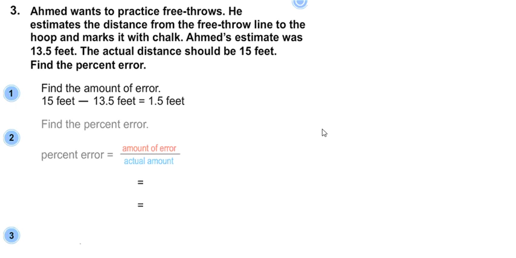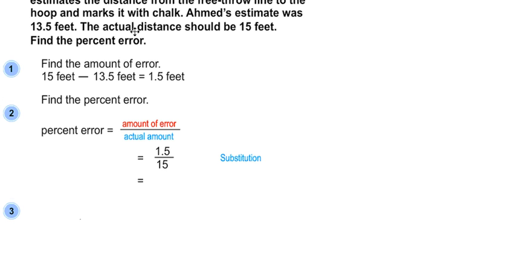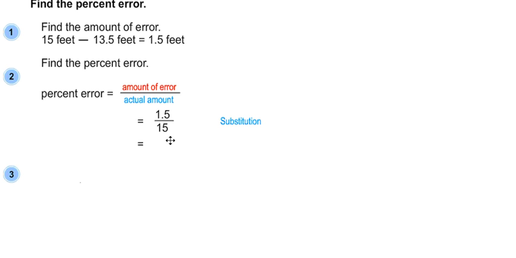So now we're going to find the percent error, which is the amount of error over the actual amount. So we have 1.5, that was our error, over the actual amount, which is 15. And usually it'll say the word actual, so that'll help you out a little bit. So that equals 0.1, and then by multiplying it times 100, we got 10%. So the percent error was 10%.